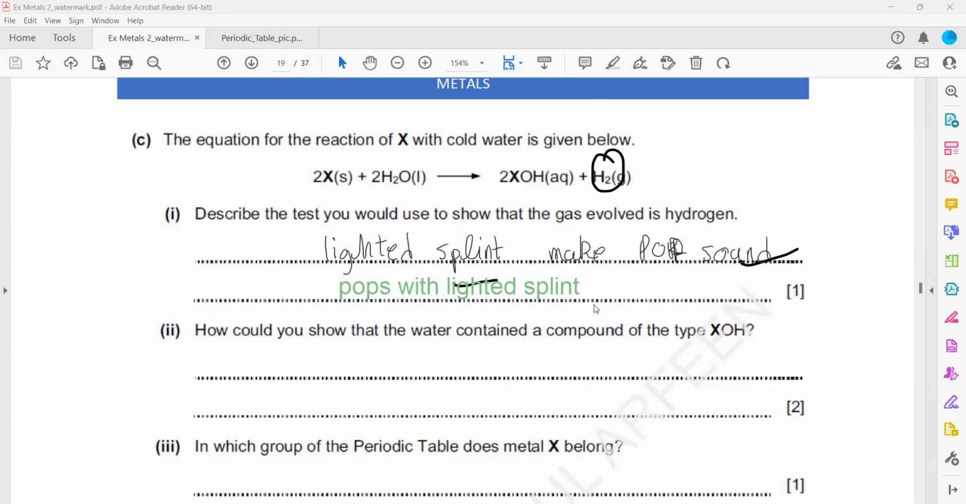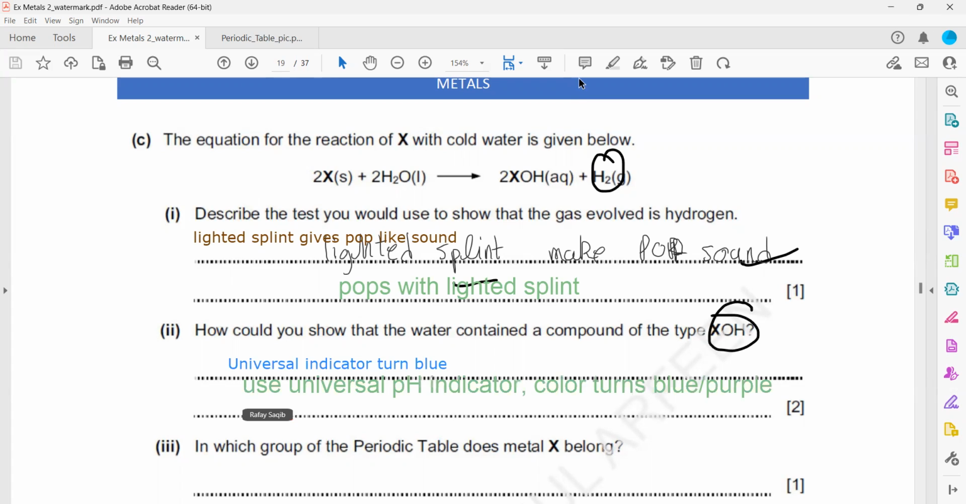How could you show that the water contains a compound of type XOH, that it's an alkali? How can we show that? It's 2 marks. Add universal indicator, and then what will happen? 1 mark is for adding universal indicator. It will change to blue. Or you can mention measure the pH. Because it's a group 1 hydroxide, it will be a more alkaline solution, so pH 10, pH 12, you can mention.